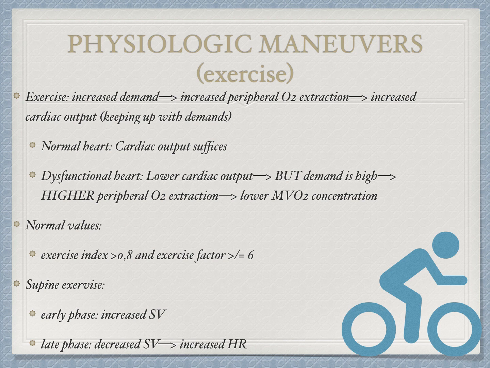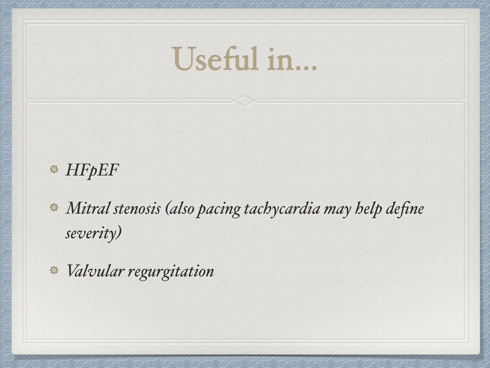Supine exercise, which is one of the preferred exercises when you're evaluating hemodynamic parameters, has some nuances. In the early phase, there is an increased stroke volume. Why? Because there's an increased left ventricular end diastolic volume, which leads to a higher preload. In the late phase, there's a decreased stroke volume, and what mainly maintains cardiac output here is the increase in heart rate.